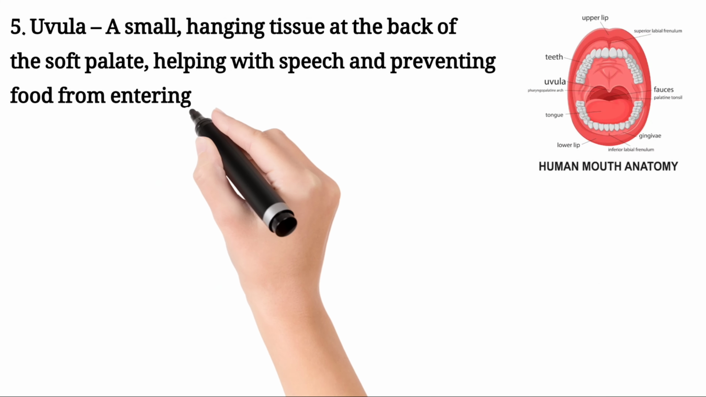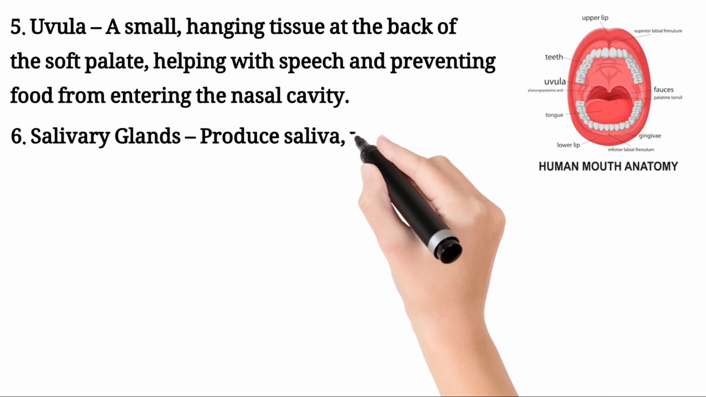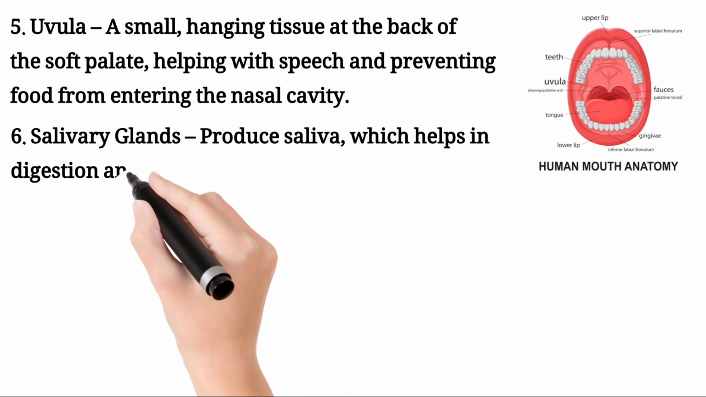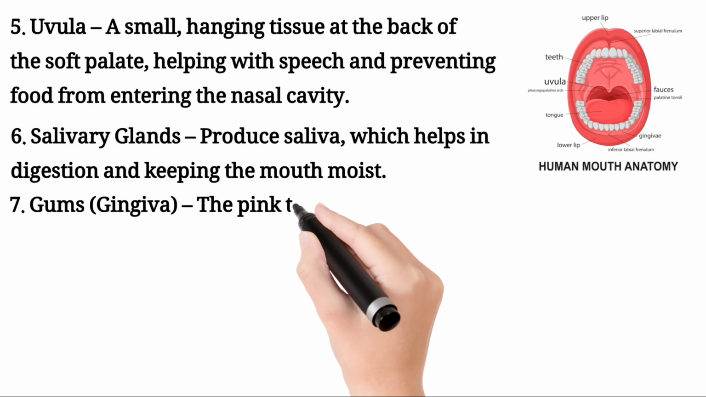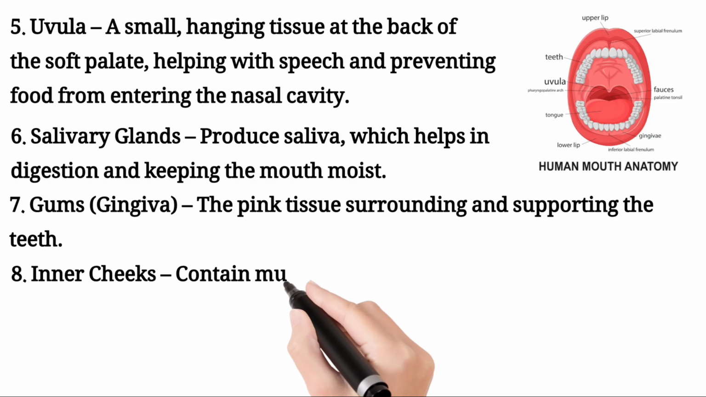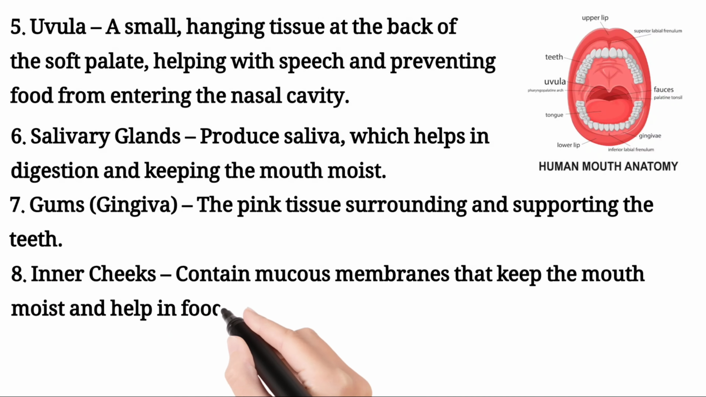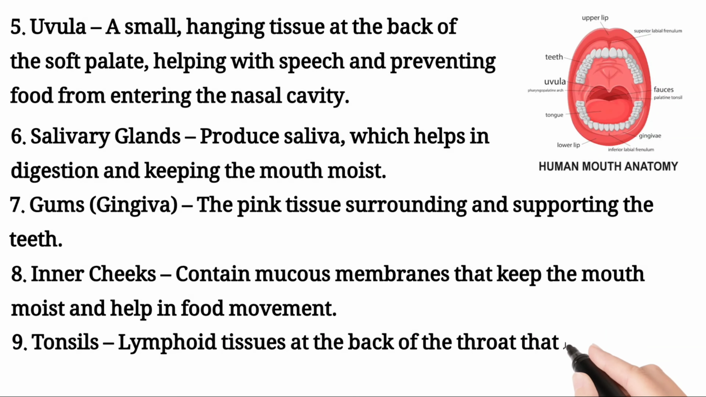6. Salivary glands, produce saliva, which helps in digestion and keeping the mouth moist. 7. Gums, gingiva, the pink tissue surrounding and supporting the teeth. 8. Inner cheeks, contain mucous membranes that keep the mouth moist and help in food movement. 9. Tonsils, lymphoid tissues at the back of the throat that help fight infections.